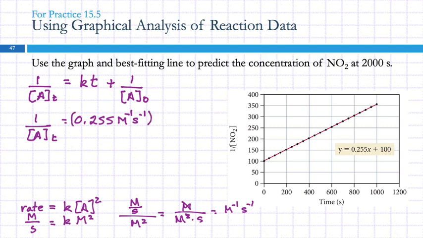We're going to take that and multiply it by the time, which they gave us in seconds, and then add 100. So we'll do the calculation. 0.255 times 2,000 plus 100. 610.